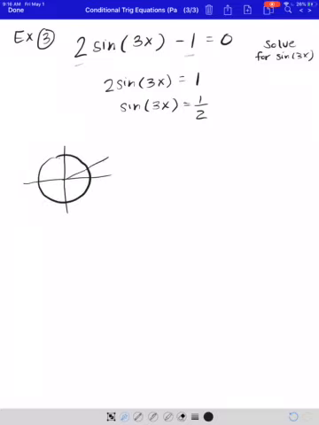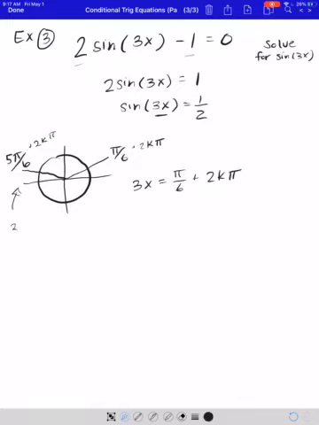And that's going to occur at pi over 6 in the first quadrant, and then also 5 pi over 6 in the second quadrant. And of course we want all their coterminal angles as well, so we'll consider plus 2k pi for each of them. And now when we set up our equations, notice my input here is a 3x. So over here we'll have 3x is equal to pi over 6 plus 2k pi. And then over here we're going to have 3x is equal to 5 pi over 6 plus 2k pi.